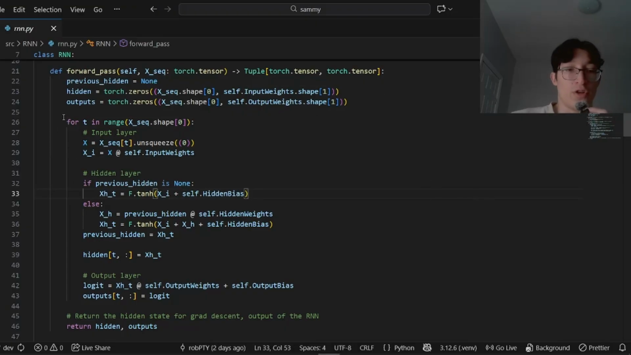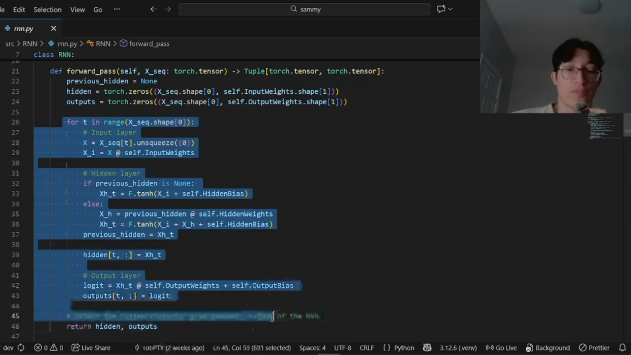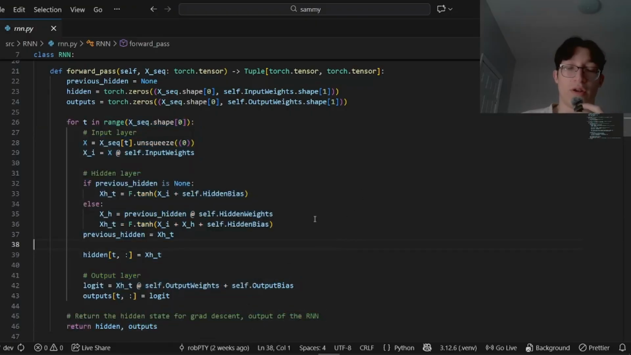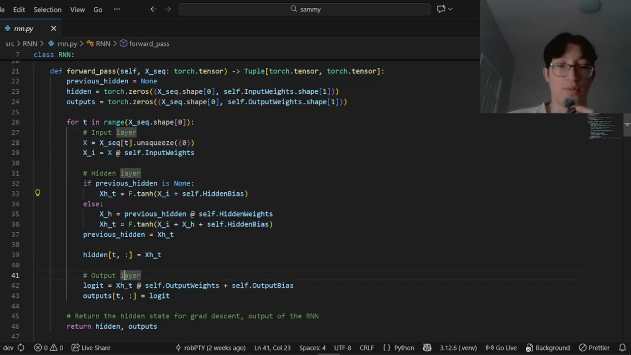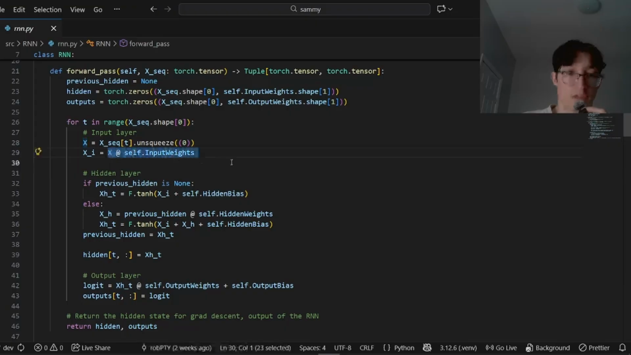But anyway, what we're going to do here is go through each time step in the sequence. So what I'm using is a sequence of size 3, so we're going to go through 3 time steps. As I mentioned earlier, there are 3 layers: an input, hidden layer, and output layer. Here, at the input layer, we're doing what we mentioned earlier. We're calculating x of i by doing matrix multiplication of the input x times the input weights.